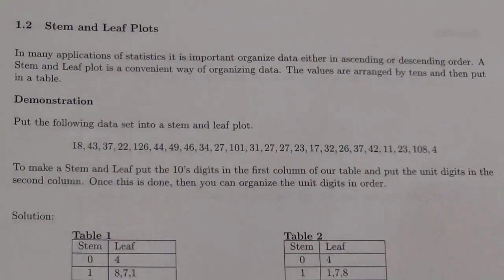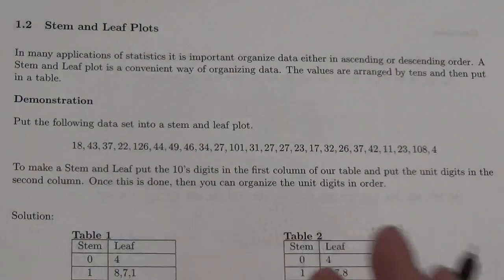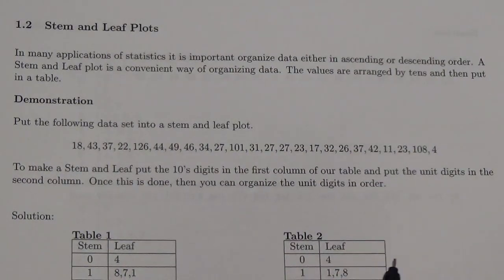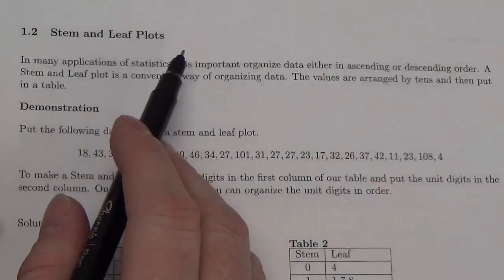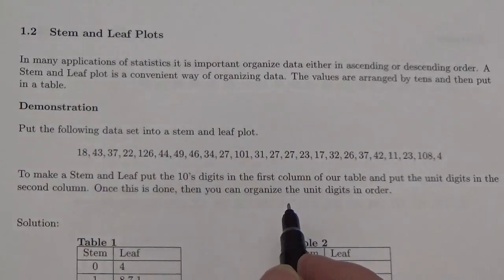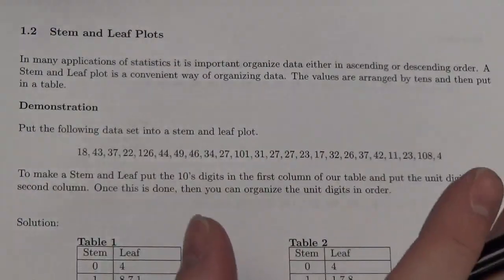But just raw data is a little bit confusing to look at and to pull information out of. It can be quite hard. So we want to organize it. And one of the things that we can do to organize it is put it in a stem and leaf plot. So that's all we're trying to do here, just organize the data.